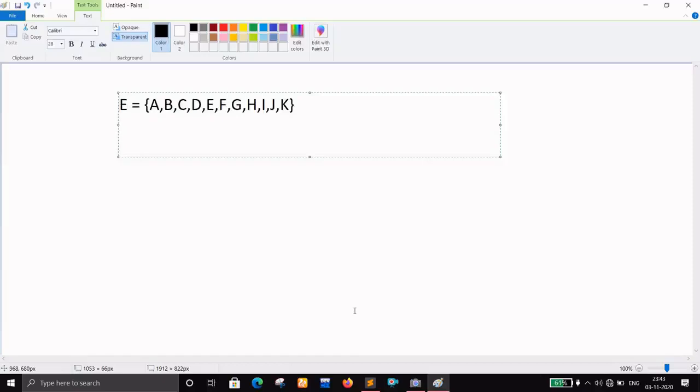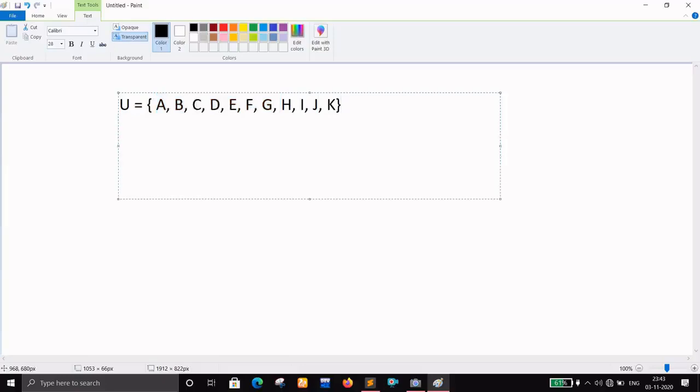Now, E has all the elements within it, right? It has all the employees within it, in this case. So, I will remove E and I will put a U. U means universal set, the set which contains all the elements in a given situation or a given context. It's called the universal set.